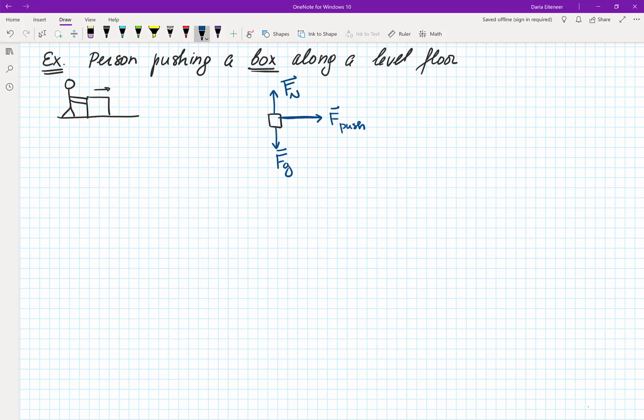And did we take care of everything? Well, we replaced the surface, the floor, with the normal force. We took care of the force of gravity. We replaced the person with the force of push. So we took care of all the contacts.